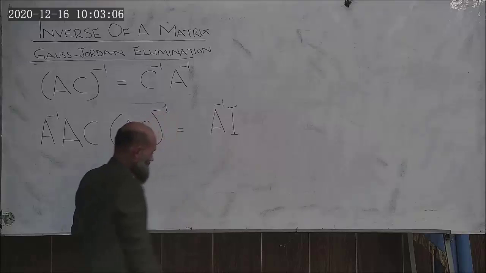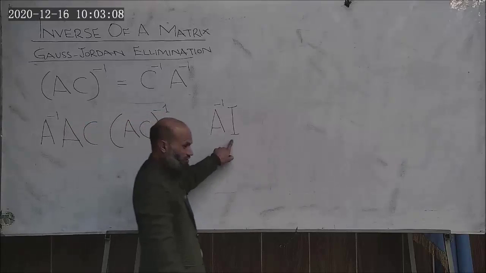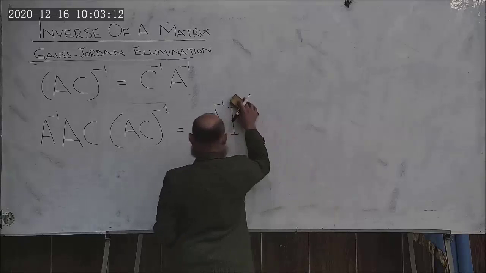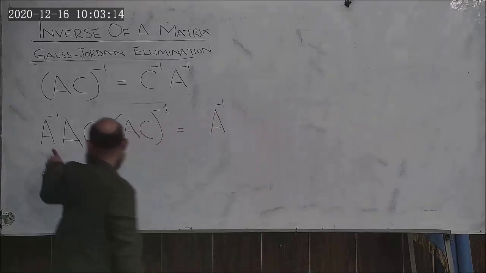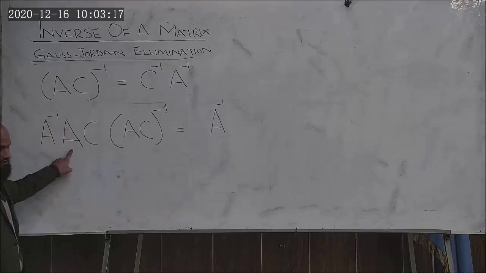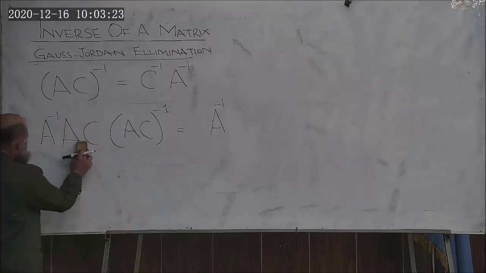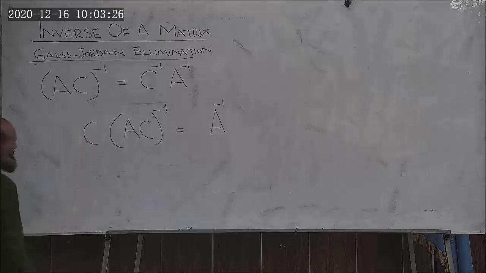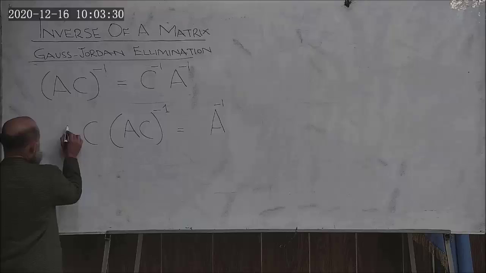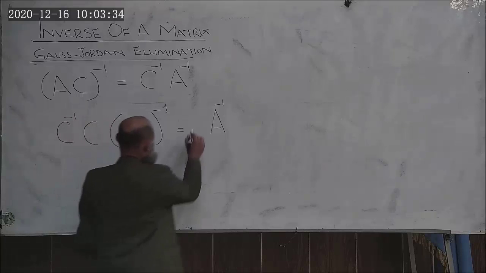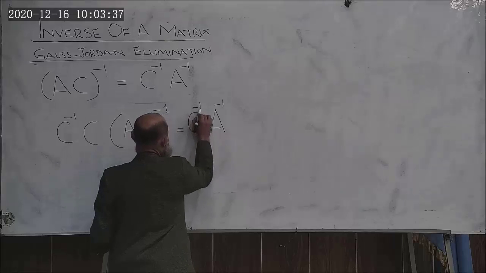A inverse multiplied by the identity matrix is equal to A inverse. And A inverse multiplied by A is equal to the identity matrix, and the identity matrix times another matrix gives the same matrix. So here is A inverse. And then multiply it by C inverse on both sides, C inverse.